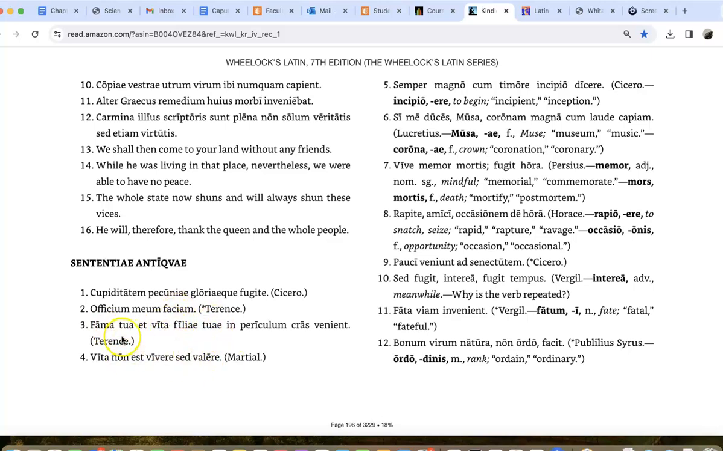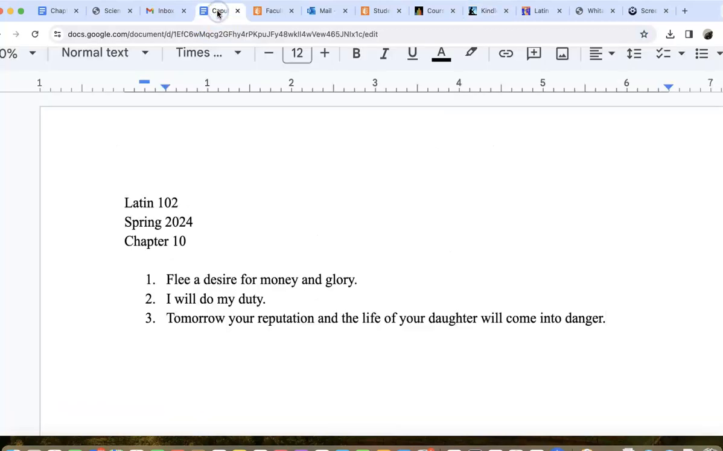But we had a harder one. Grammatically, this one is fairly easier, here by Martial, who often was a satirist like Juvenal. Life is not to live, but to be well. So let me put that up here. It's a nice one here, a nice motto. So life is not to live, but to live well.